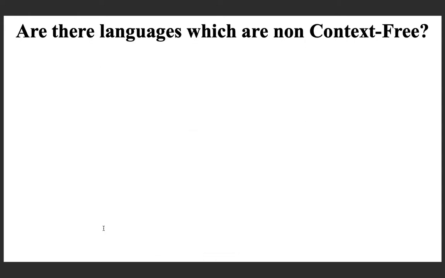Before we discuss context-sensitive grammars, let us try to answer this question: are there languages which are non-context free? What is your answer? The answer is yes. We learned about a few non-context free languages. For example, a to the power n, b to the power n, c to the power n is proved to be a non-context free language, and hence the answer is yes.